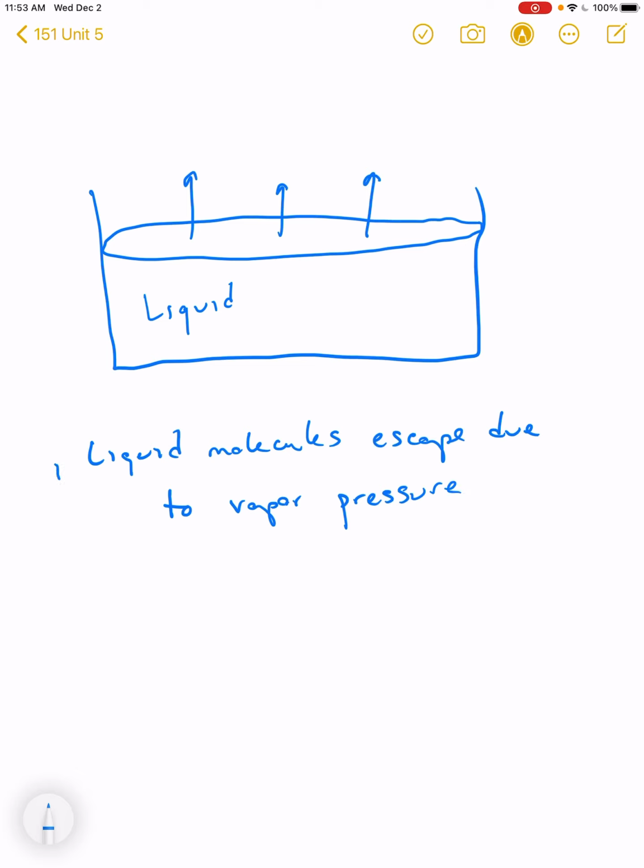Now, the liquid molecules that escape are going to be the ones with the highest kinetic energy. So if the ones with the most kinetic energy leave, what happens to the average kinetic energy of the ones left behind? That average goes down, because the highest energy ones escape.